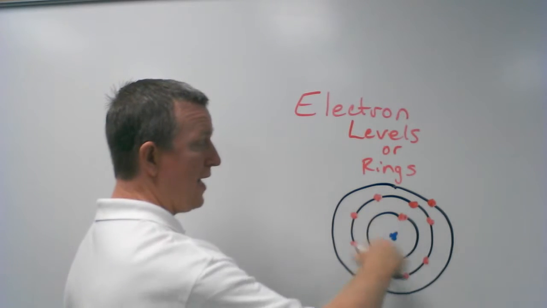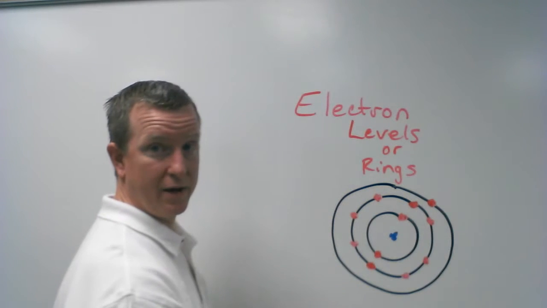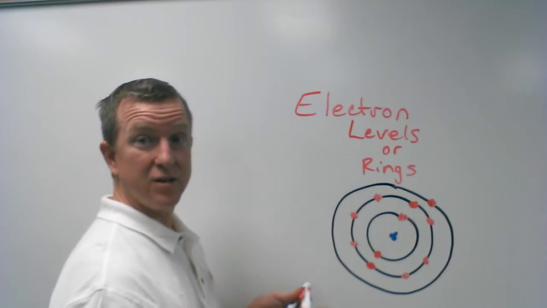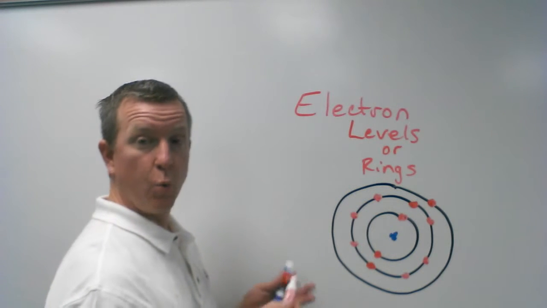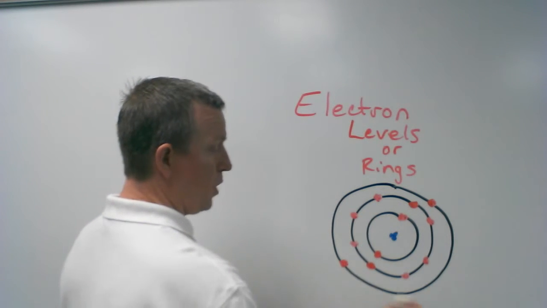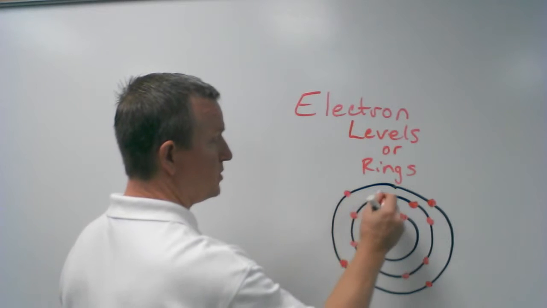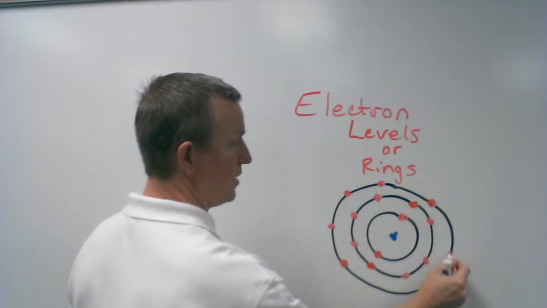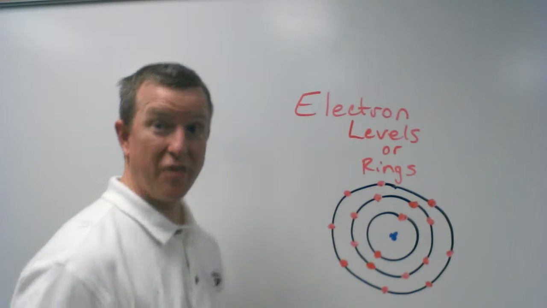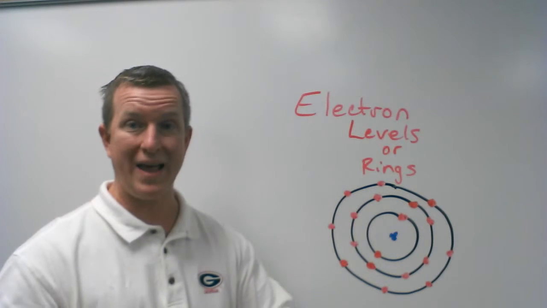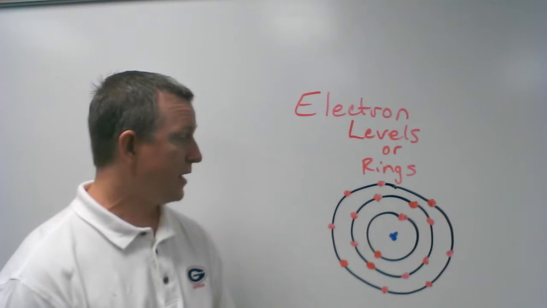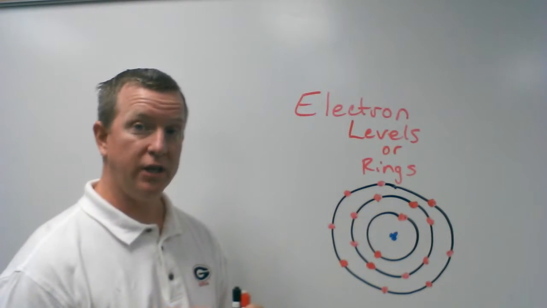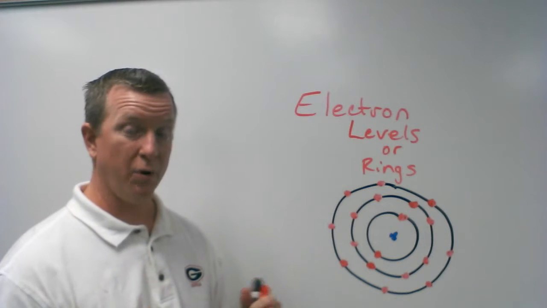Once again, 2, 8, and then 1 on the outside. So once we get past sodium, we're going to then move on. So we've got 12 and 13 and 14 and 15 and 16 and 17 and 18. So that 3rd energy level will also hold 8 electrons in it. And each energy level can hold a different number.